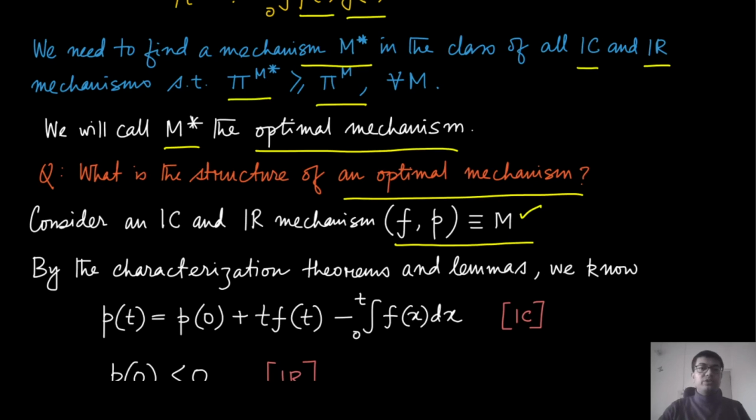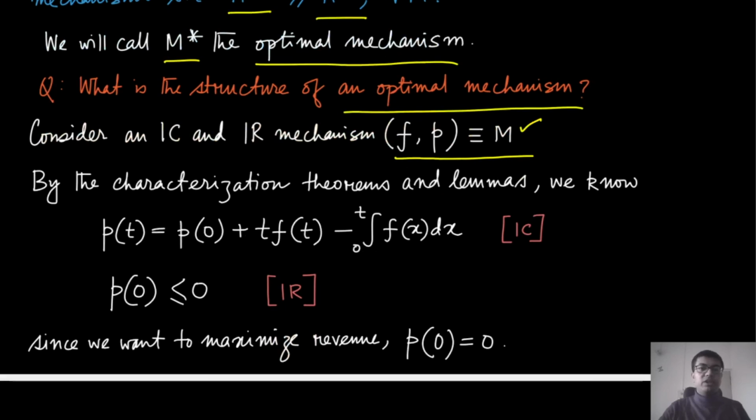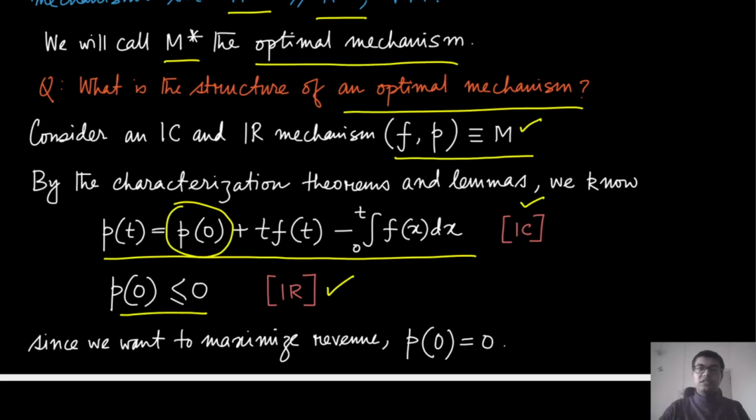Now we already know certain results from the characterization theorem that we have proved before. So we have a characterization result which says that f is going to be monotone non-decreasing. That is the first condition, and the payment should be given by this expression. So these are the two things that we knew for incentive compatibility. Now from the result on individual rationality, we know that the constant of this Myerson's integral formula must be non-positive, and that is necessary for individual rationality.